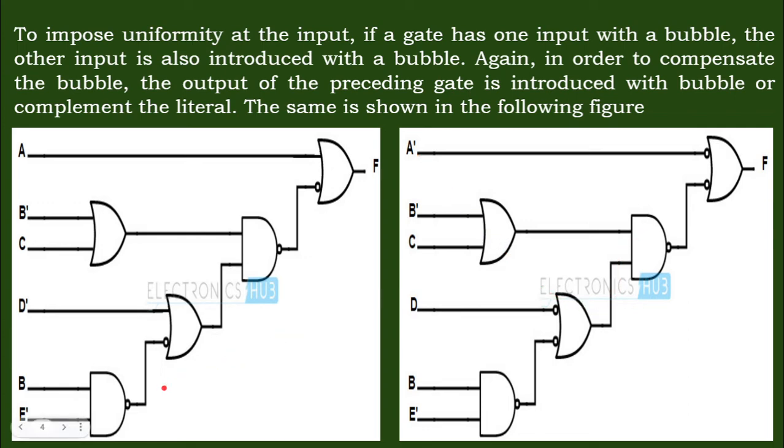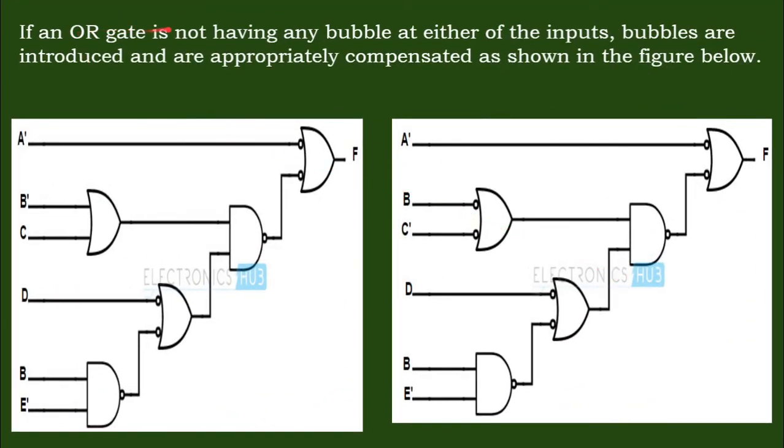So we can see here gradually we are converting the AND gate to NAND gates now, and we are also making the OR a bubbled gate. So next step we will see. Now if an OR gate does not have any bubble at either of the inputs, bubbles are introduced and are appropriately compensated as shown in the figure. Why invert the inputs of the OR gate? A bubbled OR, and then that will be the NAND gate. So now we have to bubble the OR gate, and if that output is bubbled, it will become the NAND gate. So find out the OR gates.